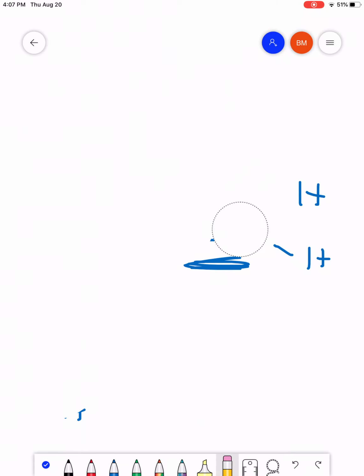Try one more. Ooh, let me find a good example. Oh, this one's cool. All right. This is the carbonate ion. You learned about this in high school in general chemistry. Carbonate, as you guys know, is CO3 2-.